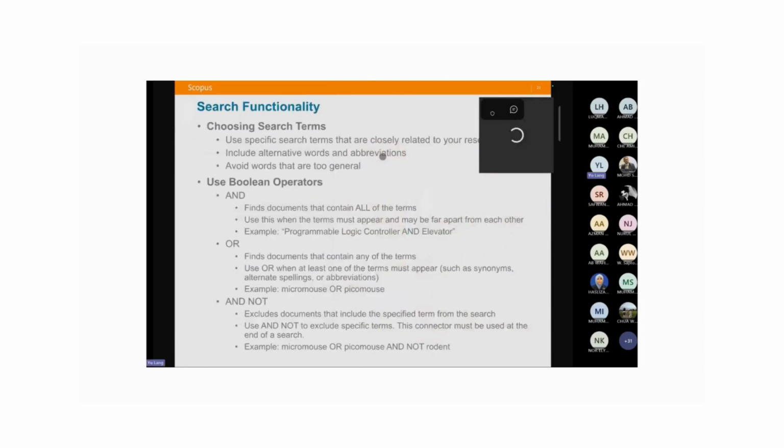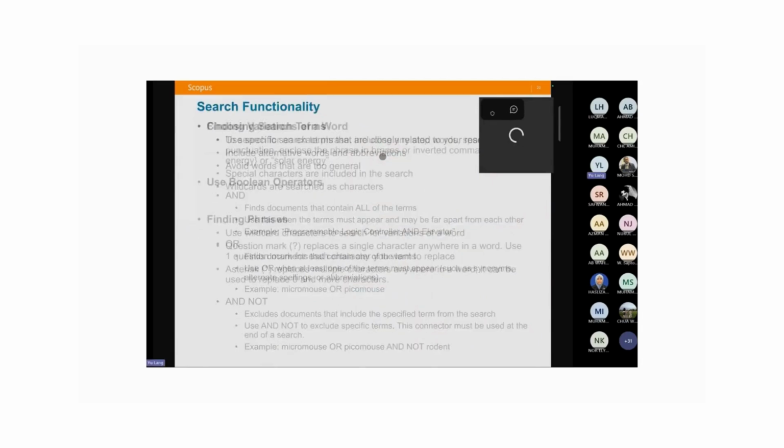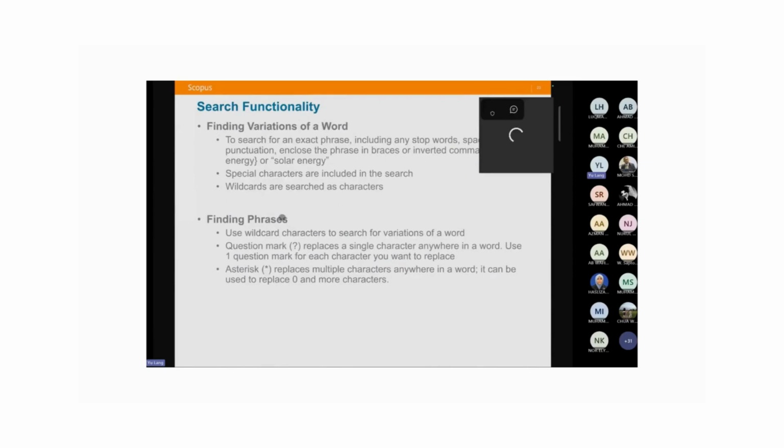The searching tips and skills are about the same as Science Direct. The difference is that Scopus document search supports wildcard characters. Science Direct doesn't support wildcard characters, but Scopus does. There are 2 wildcard characters, the question mark and the asterisk.